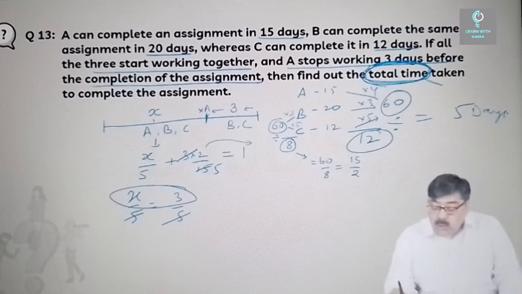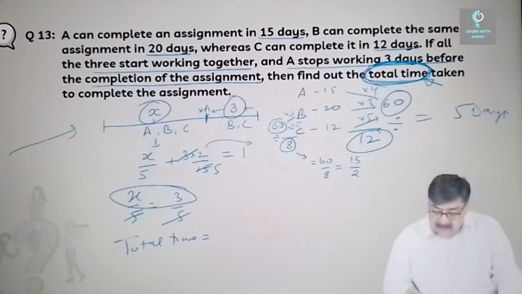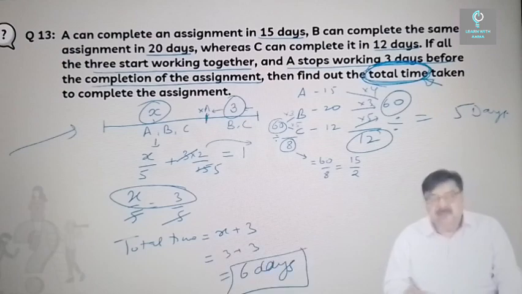Then total time is asked. So total time is this 3 plus this X. Immediately you should go to this timeline. So it is X plus 3, which is 3 plus 3, that is 6 days.